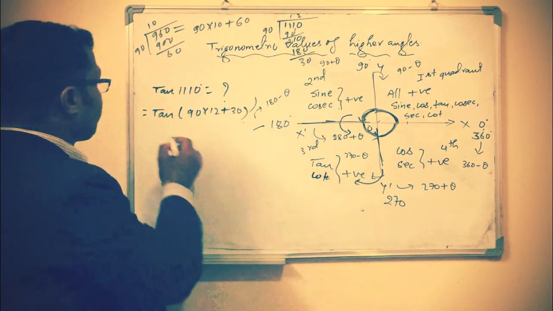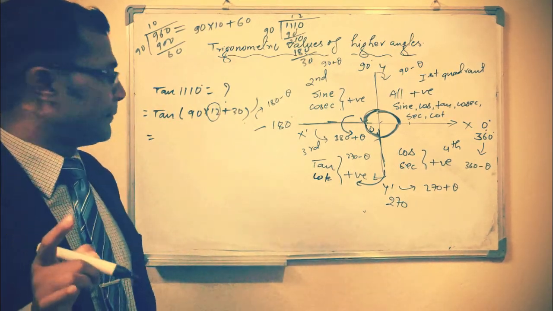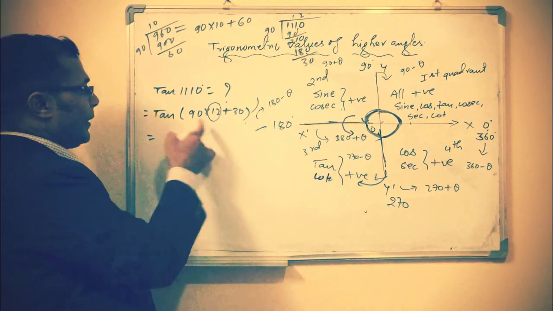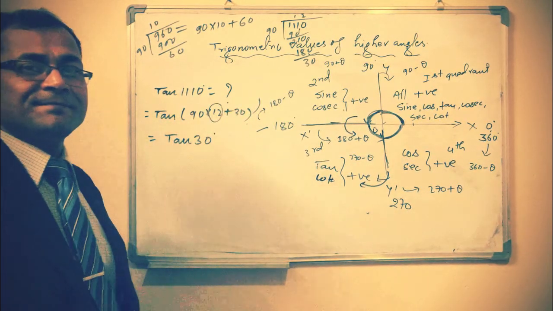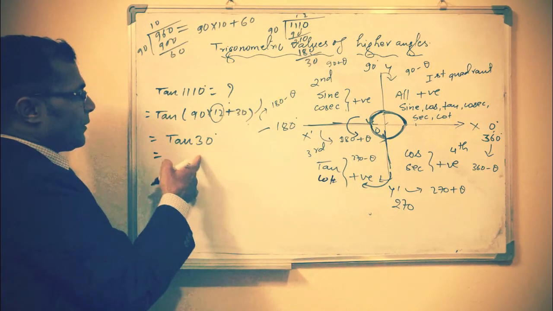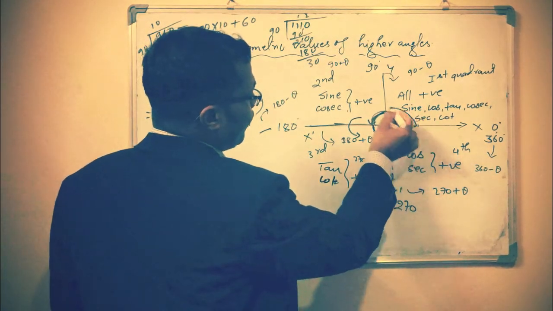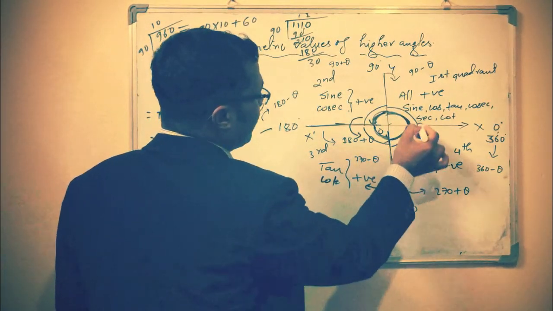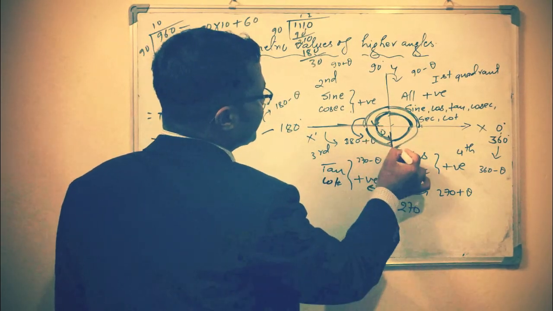Okay? Now, since here 12 is an even multiple, the ratio won't change. It remains tan. Okay? And then tan 30. What is the value of tan 30? Now for the sign you have to be careful. 12 times 90. See, careful dear students. 1, 2, 3, 4, 5, 6, 7, 8, 9, 10, 11, 12.